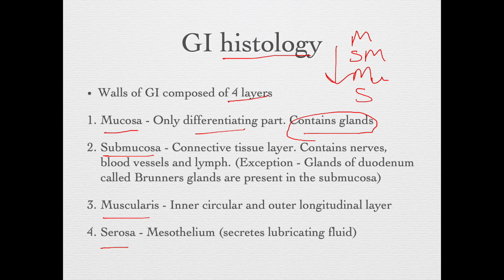Submucosa is the connective tissue layer, and it contains multiple nerves, blood vessels, and lymph. The glands of the duodenum, which are called the Brunner's glands, are present in the submucosa instead of the mucosa, and this serves as a major exception to the first mucosa rule that I stated. The third layer is the muscularis, and this layer is divided into an inner circular and an outer longitudinal layer. The serosa is the outermost layer, and it secretes a lubricating fluid, and this is the only important point that you need to know about the serosa.